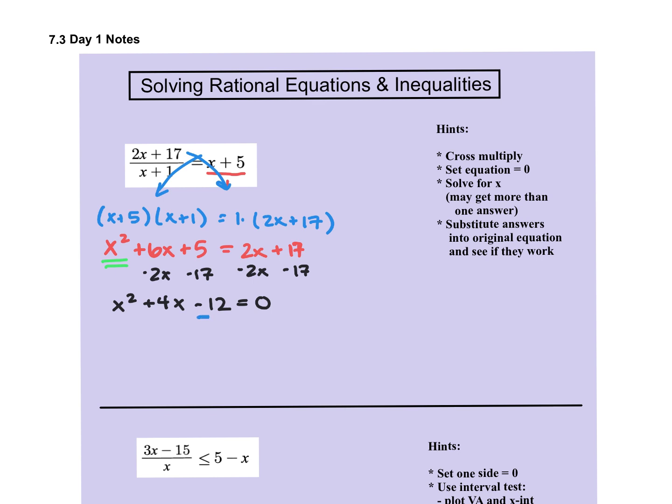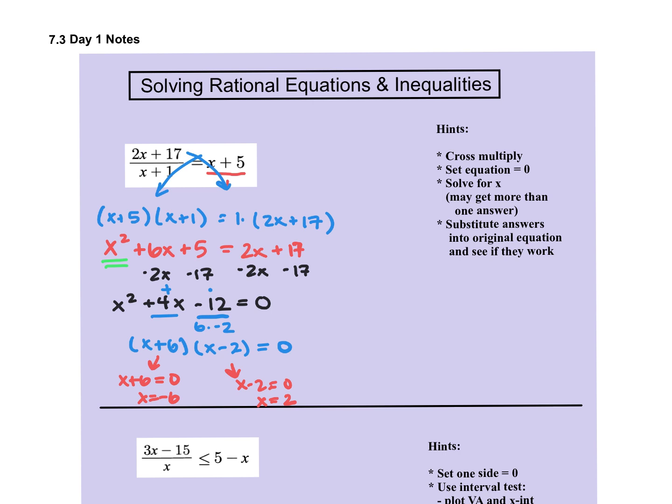Alright, so it looks like this is going to be factorable, so I'm going to check, find two numbers that multiply to negative 12 and add to 4. That would be 6 and negative 2. So this factors into x plus 6 times x minus 2. And then using the zero product property, I can set each of those factors equal to 0 and solve. We get two solutions of negative 6 and positive 2.